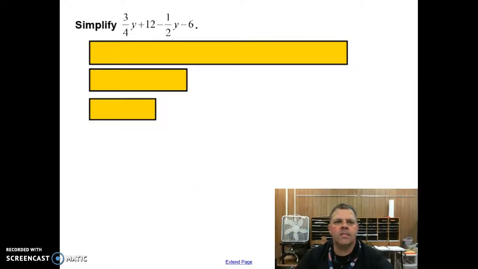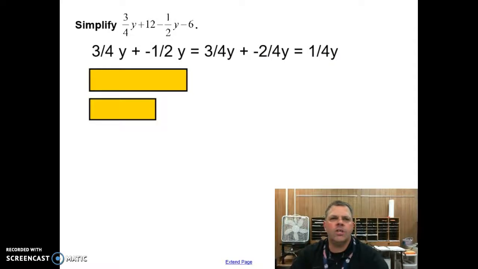In our second example, we are to simplify 3/4 y plus 12 minus 1/2 y minus 6. Using what we know from the previous problem, we can take 3/4 y plus negative 1/2 y because they are like terms. Using what we know about adding and subtracting fractions, we know that we need a common denominator, and therefore 3/4 y plus negative 2/4 y equals 1/4 y.